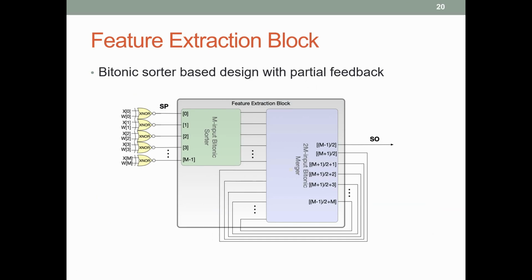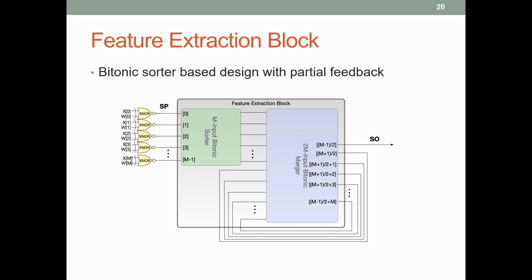For the feature extraction, we have implemented the feature extraction block, which is a multiplication and addition using the bitonic sorter based on the designs with the partial feedbacks. This is the structure, and the input is shown here. Here we implement the multiplication of the input and the weights, and here we implement these accumulations, and here is the output.